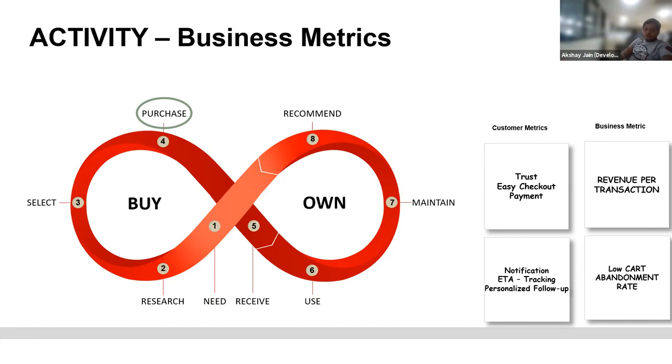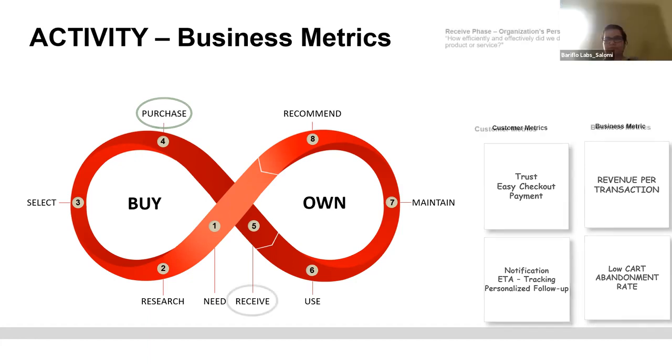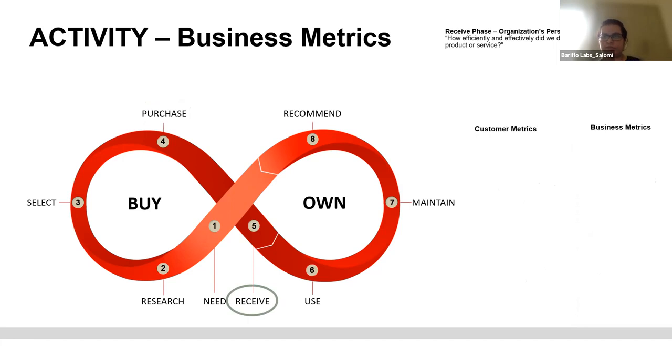Purchase revenue. The magnitude of order, I mean the money you're getting per order or transaction, and then the cart abandonment rate should go low. Okay, now the e-commerce example. Once it is received, what is the customer metric? By the way, don't confuse it with use. Use is further below. They have received the same product that they ordered. What you saw is what you got.